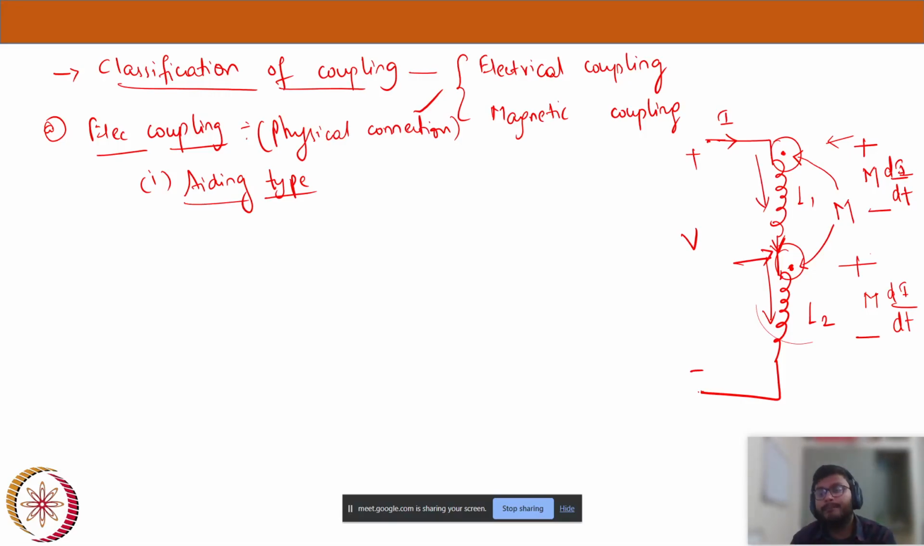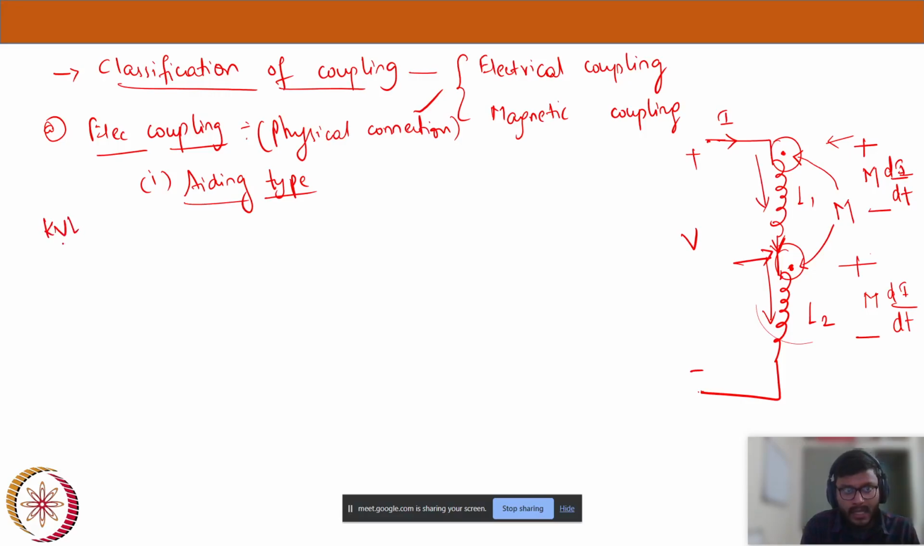But why have I drawn this dot placement in aiding type? Why is this kind of dot placement called aiding type? That we will look at now. Now we have marked all the connections and everything was okay. Now let's apply KVL here. KVL means Kirchhoff's voltage law.